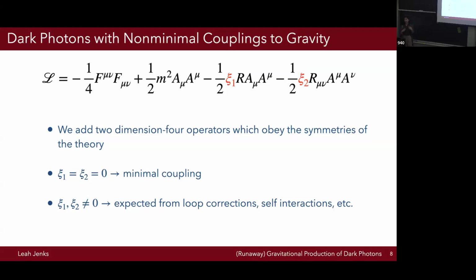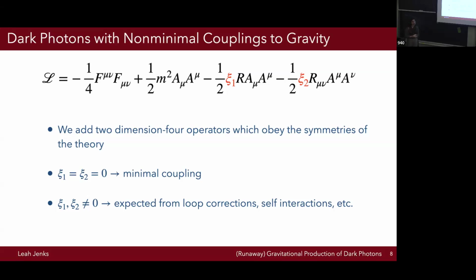But generically, again, I can write down these couplings. They're dimension 4 operators. They obey the symmetries of the theory. But also, we expect these couplings to generically be generated if you start to consider things like loop corrections or self-interactions. So it's very generic to consider these.